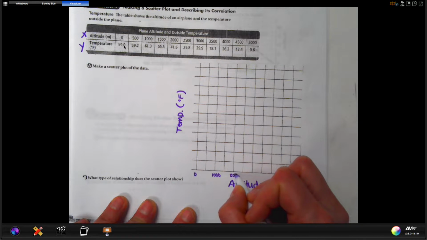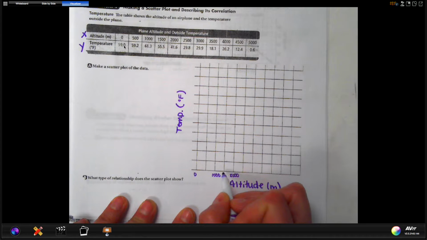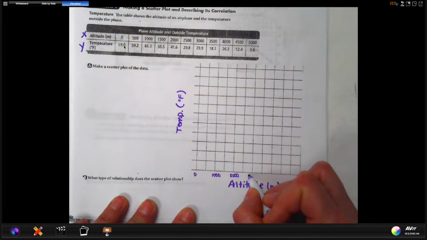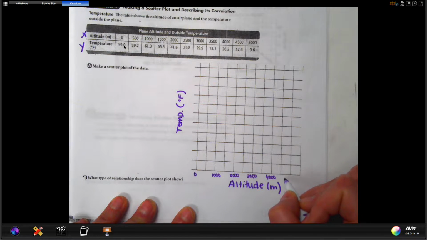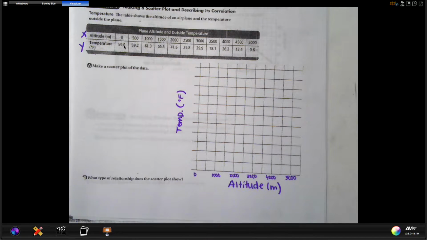And realize that this would be 500, this would be 1500. It depends on how much room you have. You want people to be able to read it, that is important. So you don't want to jam data or numbers in if you can help it, because the whole point of having a scatter plot or a graph is for someone to be able to read it.